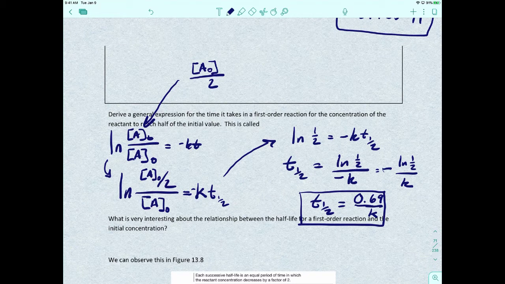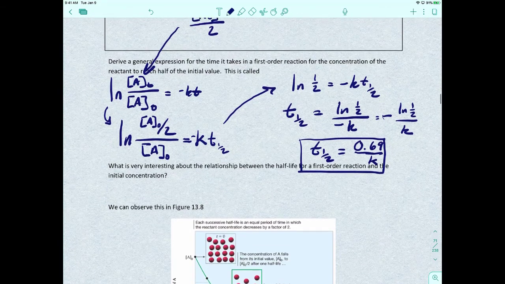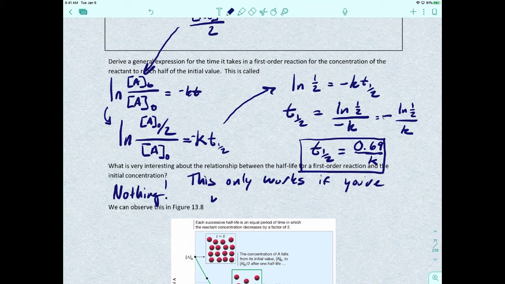And so this is actually a really important equation. This is something called the half-life. This is the amount of time it's going to take for the concentration to be cut in half. So what is very interesting about the relationship between the half-life for a first-order reaction and the initial concentration? Nothing. There's nothing really exciting here. This only works, however, if you're working with a first-order reaction.